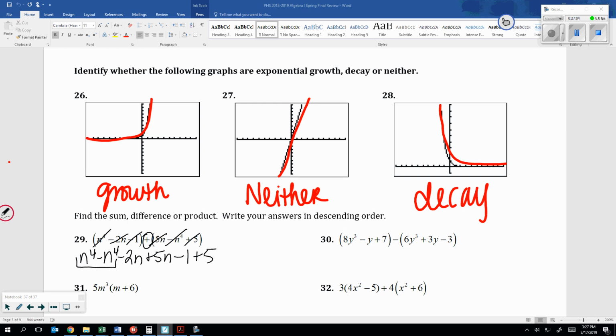Okay, so 1n to the 4th minus 1n to the 4th is 0, so those cancel out. Then I have a negative 2n plus 5n gives me a positive 3n, and a negative 1 plus 5 gives me a plus 4.